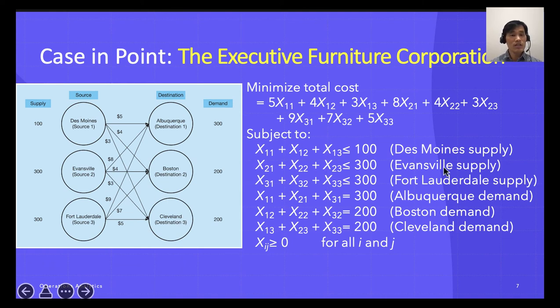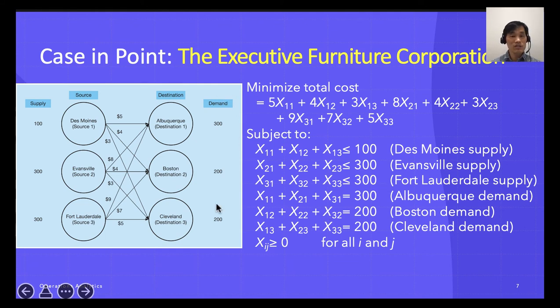Similarly, for the second one, the supply is 300. The things that you are shipping from Evansville cannot exceed 300, and that shipment can go to three destinations: x21, x22, x23, the first city, second city, and third city. In the same way, for Fort Lauderdale, the supply is only 300, and the shipment can go to the three places, and they cannot exceed 300. So x31 plus x32 plus x33 has to be less than or equal to 300.